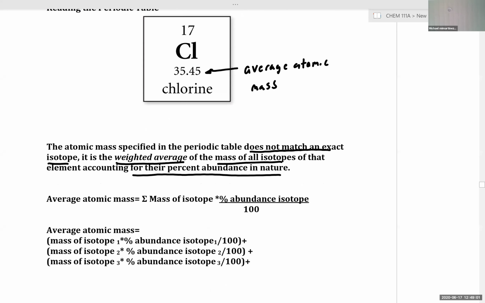So in shorthand, you can write the average atomic mass as the sum of the mass of the isotope times the percent abundance over 100. This sum just means you add each of these terms for each isotope together. So for a 3-component system, the average atomic mass would be the mass of isotope 1 times the percent abundance of isotope 1 over 100, plus the mass of isotope 2 times the percent abundance of isotope 2 over 100, and so forth. You essentially take the mass of each isotope, multiply it by its percent abundance, and add it together.